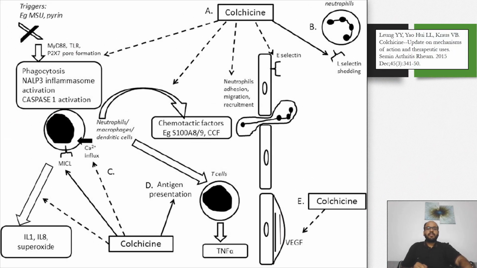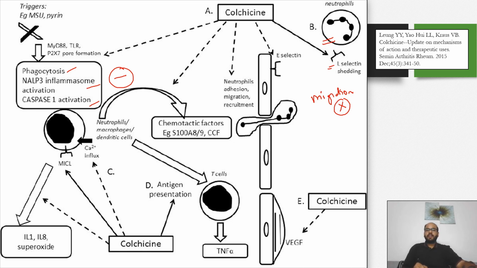Okay. Now, this diagram is to show more the effect of colchicine on inflammatory cells like neutrophils. So, in neutrophils, there's inhibition of all the L-selectin molecules. L-selectin is responsible for attachment of neutrophils and migration. Clear? So, there will be no migration of neutrophils or less migration of neutrophils. Now, phagocytosis, inflammasome activation, caspase-1 activation are all inhibited by colchicine. So less inflammasome, less inflammation.